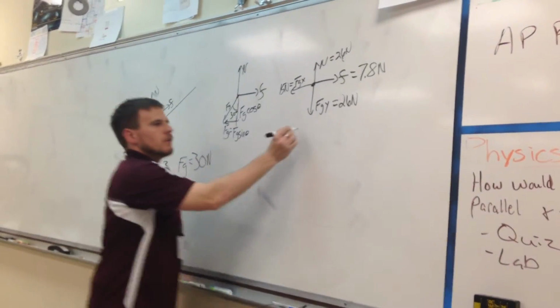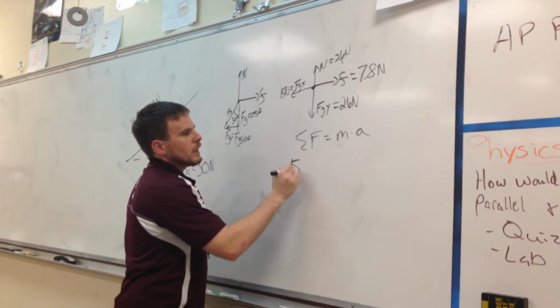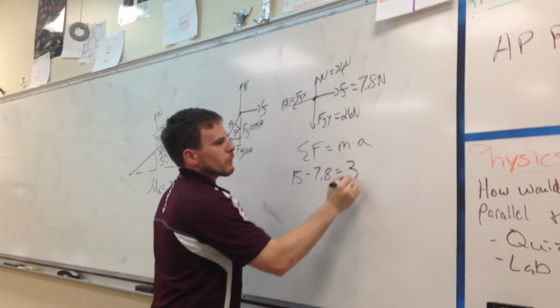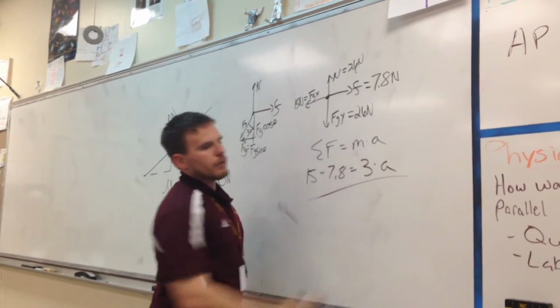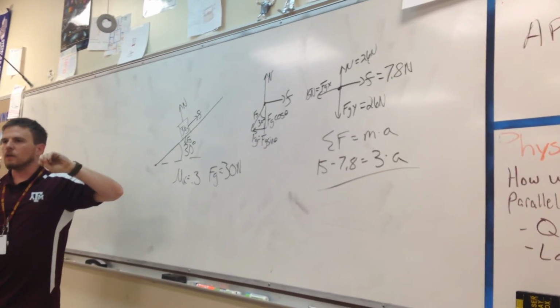All right, so now, I want to know how fast this was accelerating down the hill. So I would do sum of the forces equals mass times acceleration. It would be 15 minus 7.8 equals 3 times a. And you could solve from there for a. All right? So that's when you got something at an angle.